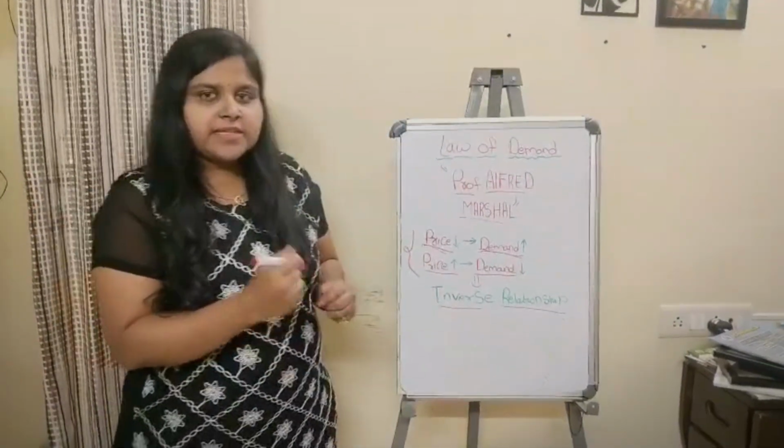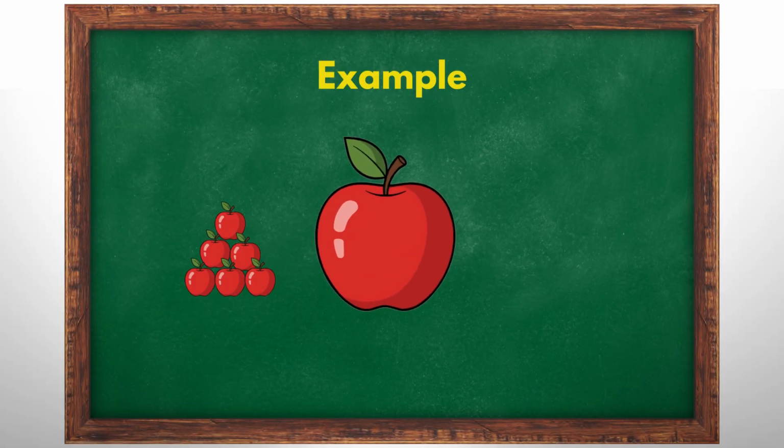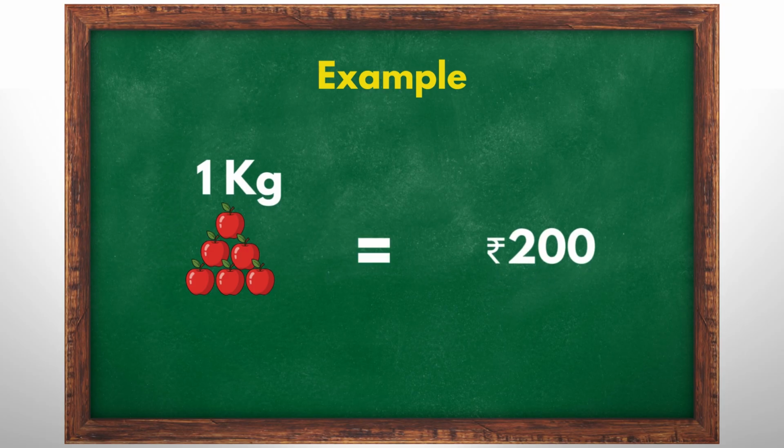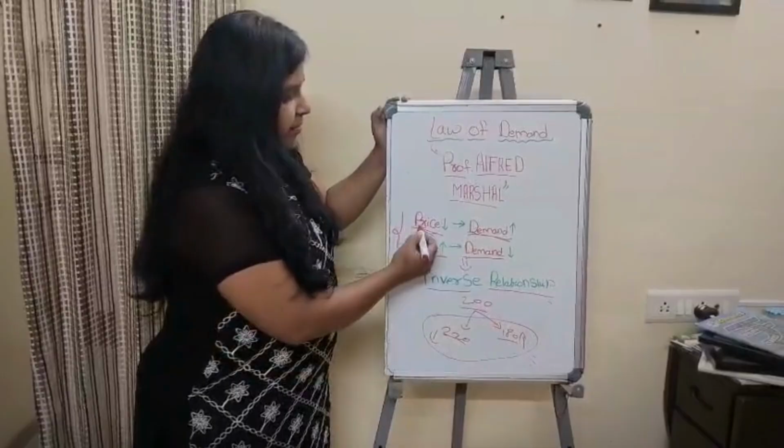Now we can explain this with the help of an example. Say, for example, the price of 1 kg of apples is 200 rupees. But when the price increases to 220 per kg, then there is a decrease in the quantity demanded. But when the price of an apple is decreased to 180 rupees per kg, then the quantity demanded for the same product, that is apple, is increased. So it shows an inverse relationship between the price and the quantity demanded.